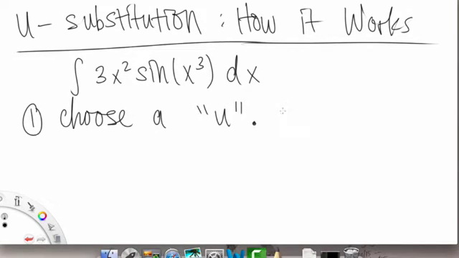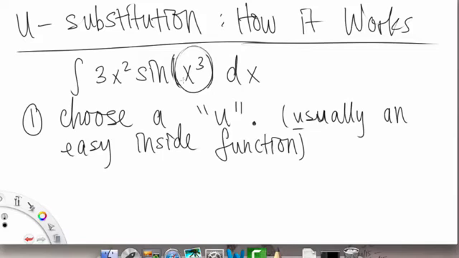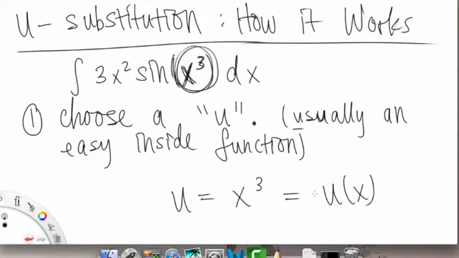Okay, so this is usually, no pun intended, an inside function, an easy inside function. So in this case, what we're going to choose to be our u is what is inside. And it's usually, well, not all the time, but sometimes it's denoted by parentheses. You can just find it, right? So this is x to the third. That's what I'm going to make be our u. So u is equal to x to the third. So this can also be denoted as u of x, okay? All right, so anyway, we just chose our u, so that's good.